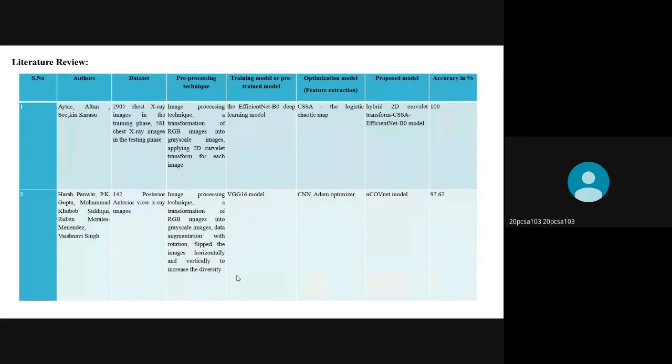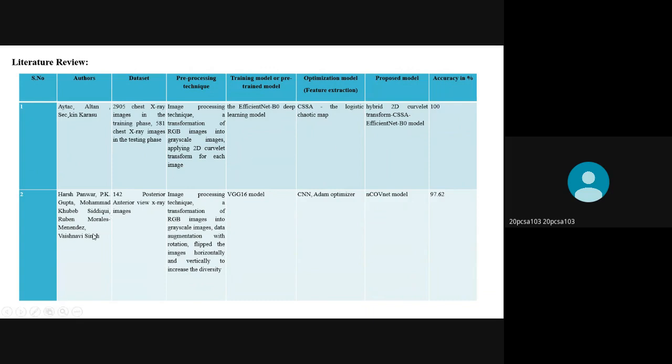Literature review. In the first paper, the author classifies the normal people from the COVID-19 people using a hybrid technique. Here they have used real raw chest X-ray images which are taken as the data sets, which have been synthesized using image processing techniques, and then converted to grayscale images from the RGB images. 2D curvelet transform is applied to each image and optimization is done using the CSSA algorithm. The EfficientNet B0 deep learning model is used for classification, and the evaluation is done using the confusion matrix. It provides 100% accuracy in detecting the COVID-19 patients.